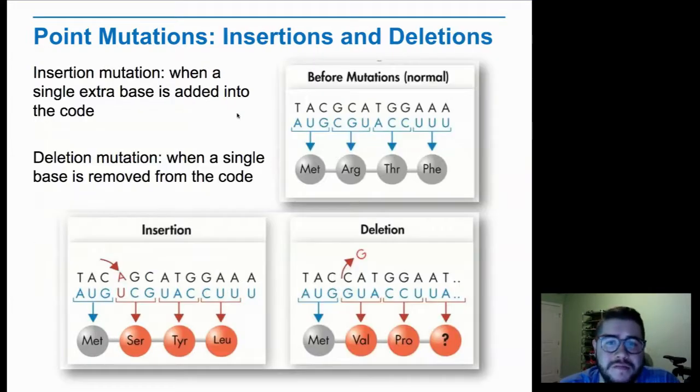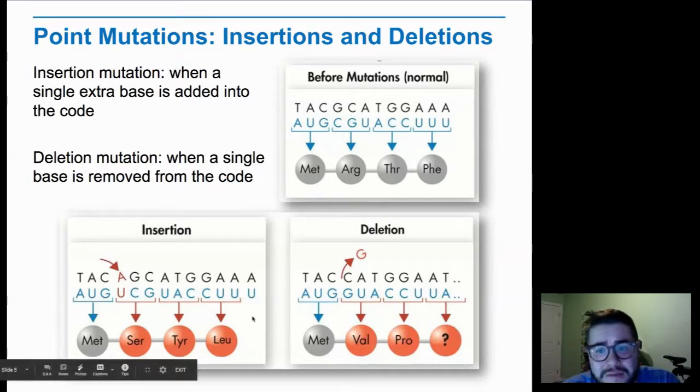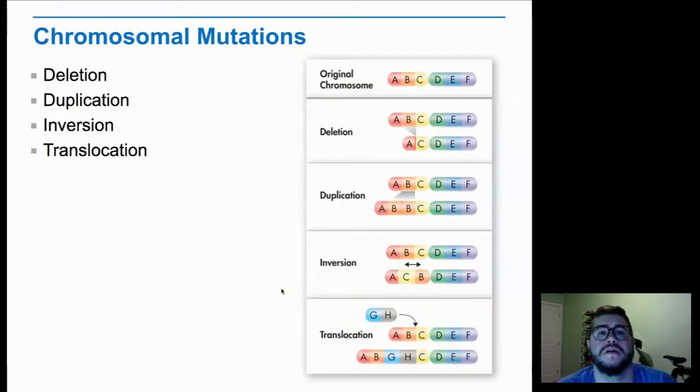That's different than if we're looking at an insertion or deletion mutation, which end up either inserting or removing a single nucleotide, a single base from the code, and that changes all of the amino acids after that, generally messing up the gene completely. So those are examples of gene mutations, and those are point mutations.